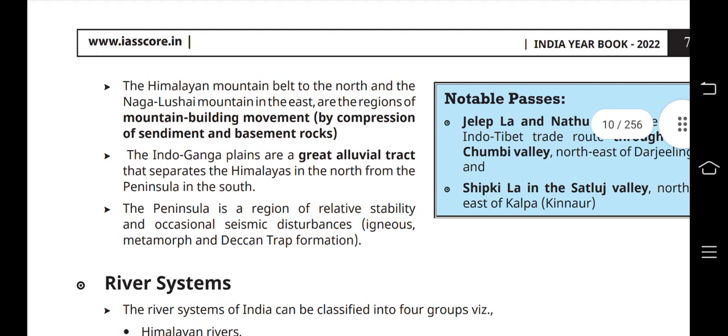The Himalayan mountain belt to the north and the Naga-Lushai mountains in the east are the regions of mountain building movement by compression of the sediment and basement rocks. The Indo-Ganga Plains are the great alluvial tract that separates the Himalayas in the north from the peninsula in the south. The peninsula is a region of relative stability and occasional seismic disturbances, igneous, metamorphic and Deccan trap forms.